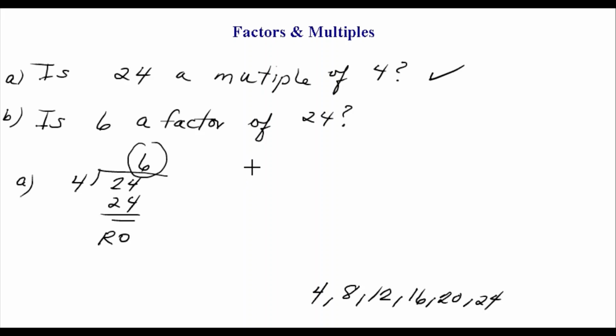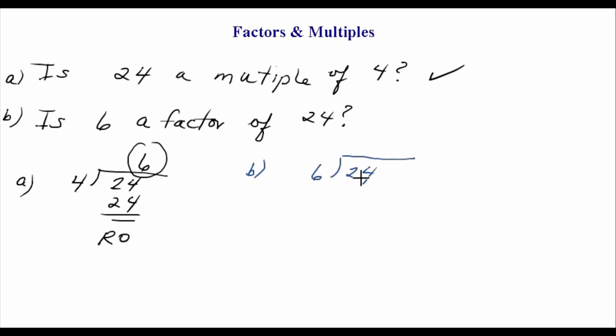Now let's look at part B. Part B is asking us, is 6 a factor of 24? You will recall that in order to find out if 6 is a factor of 24, 24 has to be able to divide by 6 with a remainder of 0. So we do the same thing here, 6 into 24, and the answer is 4. 4 times 6 is 24. You get 0 as a remainder, and so yes, the answer is yes for both of these. This is how we work it.